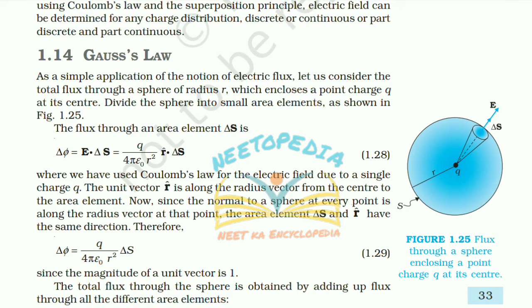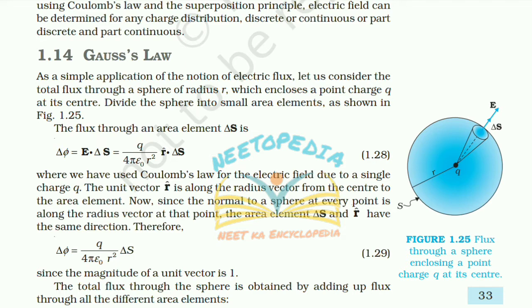1.14 Gauss law. As a simple application of the notion of electric flux, let us consider the total flux through a sphere of radius r, which includes a point charge q at its center. Divide the sphere into many small area elements as shown in the figure. The flux through an area element ΔS is Δφ = E · ΔS, which is equal to q upon 4π ε0 r² r̂ ΔS, where we have used Coulomb's law for the electric field due to a single charge q. The unit vector r̂ is along the radius vector from the center to the area element.